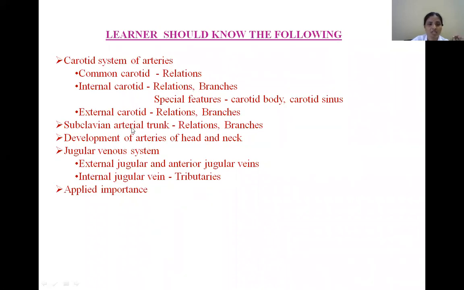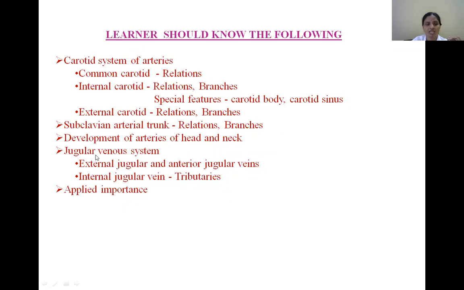Then what is the subclavian arterial trunk? As you see, the blood supply to the head and neck is mostly derived from the common carotid, meaning the carotid system of arteries, and the rest is contributed by the subclavian artery. Why? What is the reason? We'll see in the next slide. Then what is the development of these various arteries? Then what is the venous system?